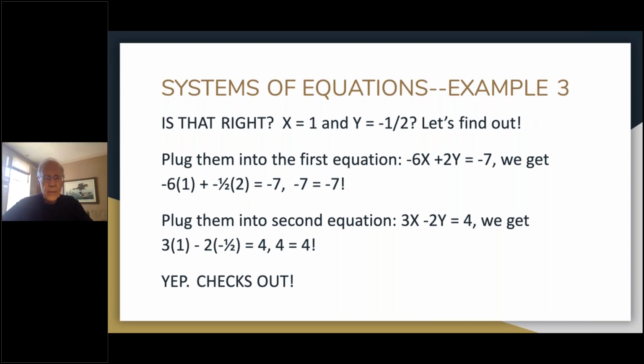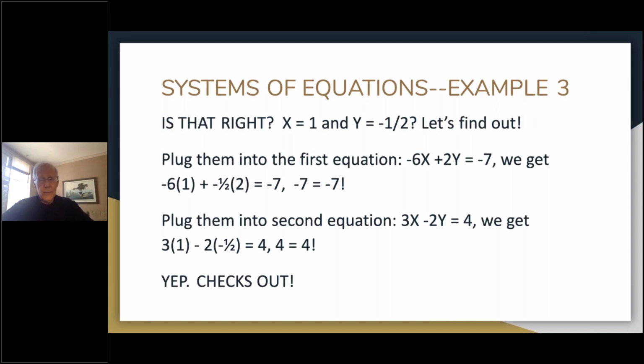So let's see. We start with the first equation, minus 6x plus 2y equals minus 7. So we toss in x is 1 and y is minus 1/2. So it's minus 6 times 1 plus minus 1/2 times 2 equals minus 7. Well, if you got a minus 6 and a minus 1, that's going to be minus 7. So yes, minus 7 equals minus 7.